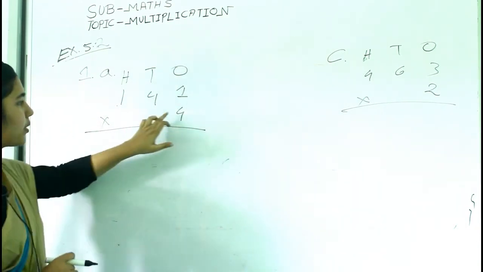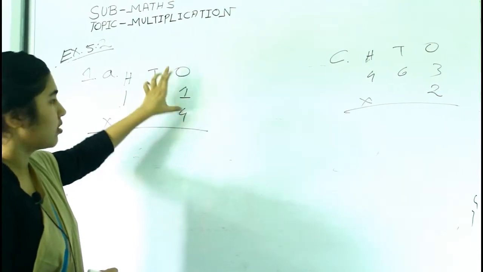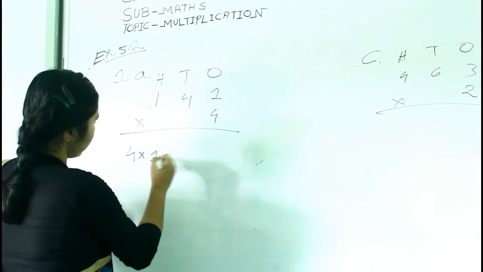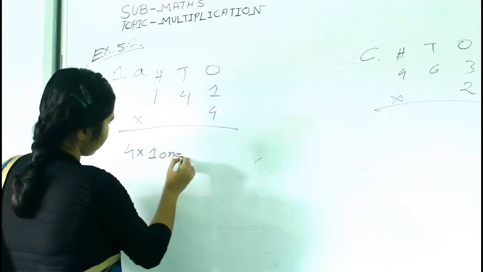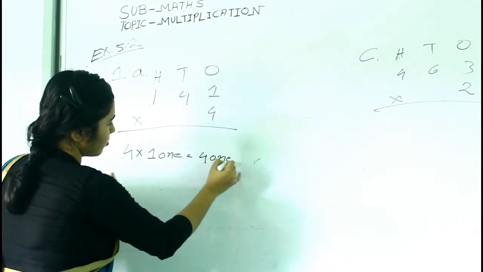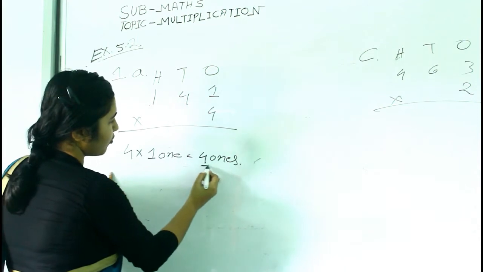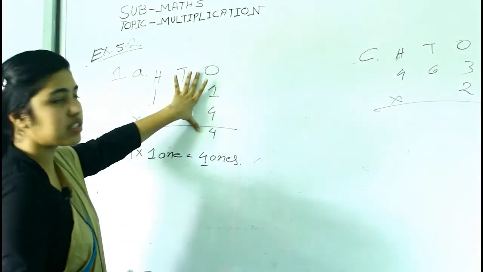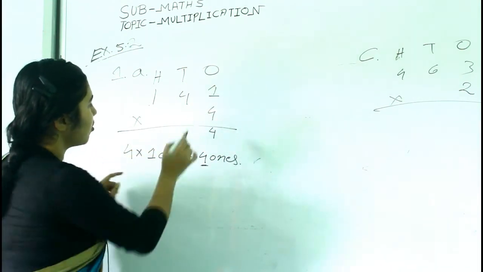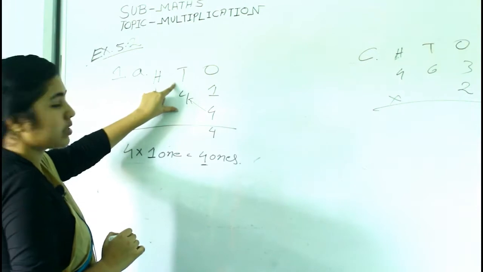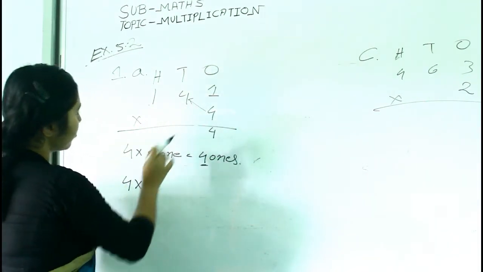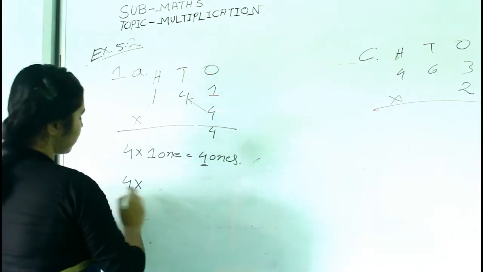Now first multiply 4 with 1, which is in the ones place. So 4 into 1 ones. 4 into 1 is equal to 4 ones, right? So write 4 in this column of ones place. Next, multiply 4 with the tens place digit, which is 4. So multiply 4 with 4 tens.